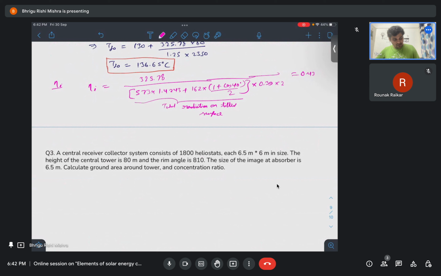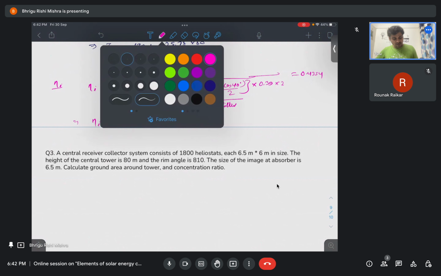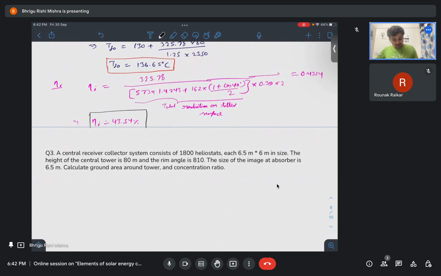0.4354. So that means eta equals 43.54%, which is a very good efficiency.